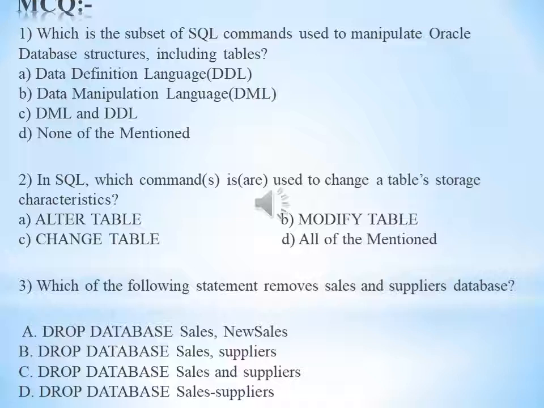Second question: in SQL, which command is used to change a table's storage characteristic? Alter table, modify table, change table, or all of the mentioned. Third question: which of the following statements removes the sales and suppliers database? Drop database sales new sales, or drop database sales suppliers.